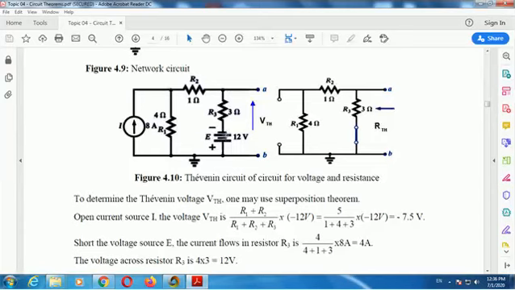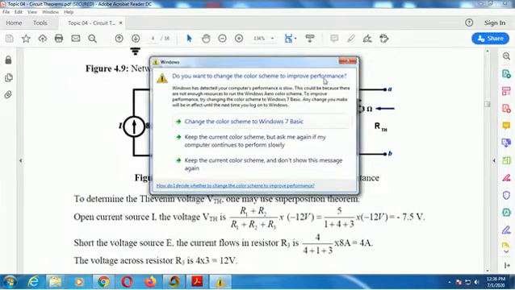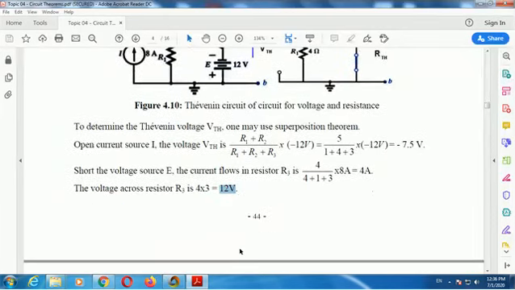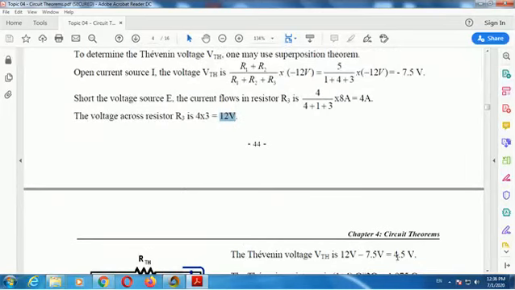Then next, consider the current source, so the voltage source we short. Then the current flows to R3. To find the current to R3, this is shorted, so the current flows to here and splits into 2 branches. By the current divider rule, the current to R3 is 4 over 4 plus 1 plus 3, times 8, equals 4 ampere. 4 times 3 is 12 volt. So VTH will be 12 plus negative 7.5, which is 4.5.